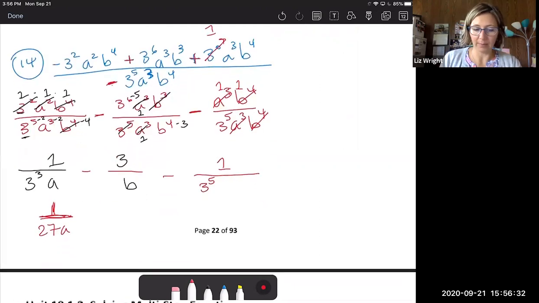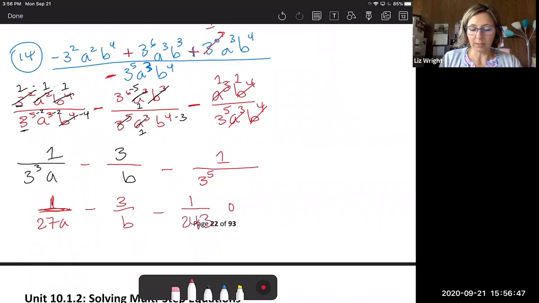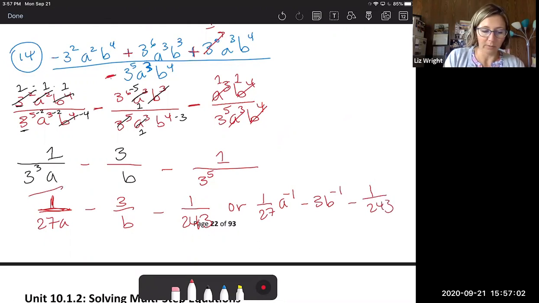So here we go. I'm going to write up my answer so it's a little bit neater. It's going to be minus 3 over b minus, and then you need to evaluate what is 3 to the 5th. Put it in your calculator, and you should be getting 243. You could also rewrite this as 1/27th a to the negative 1 minus 3 b to the negative 1 minus 1 over 243 for this one. So those are both the same.